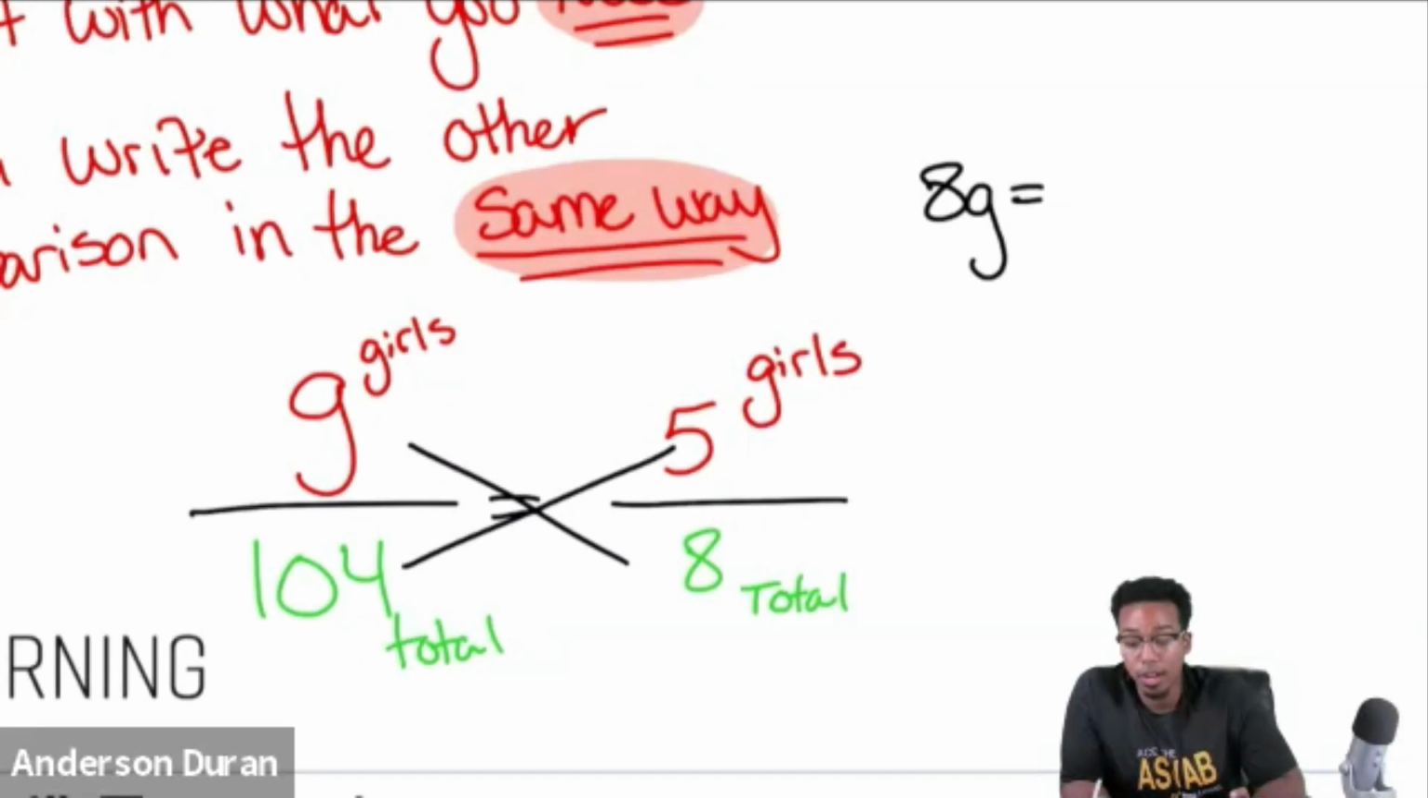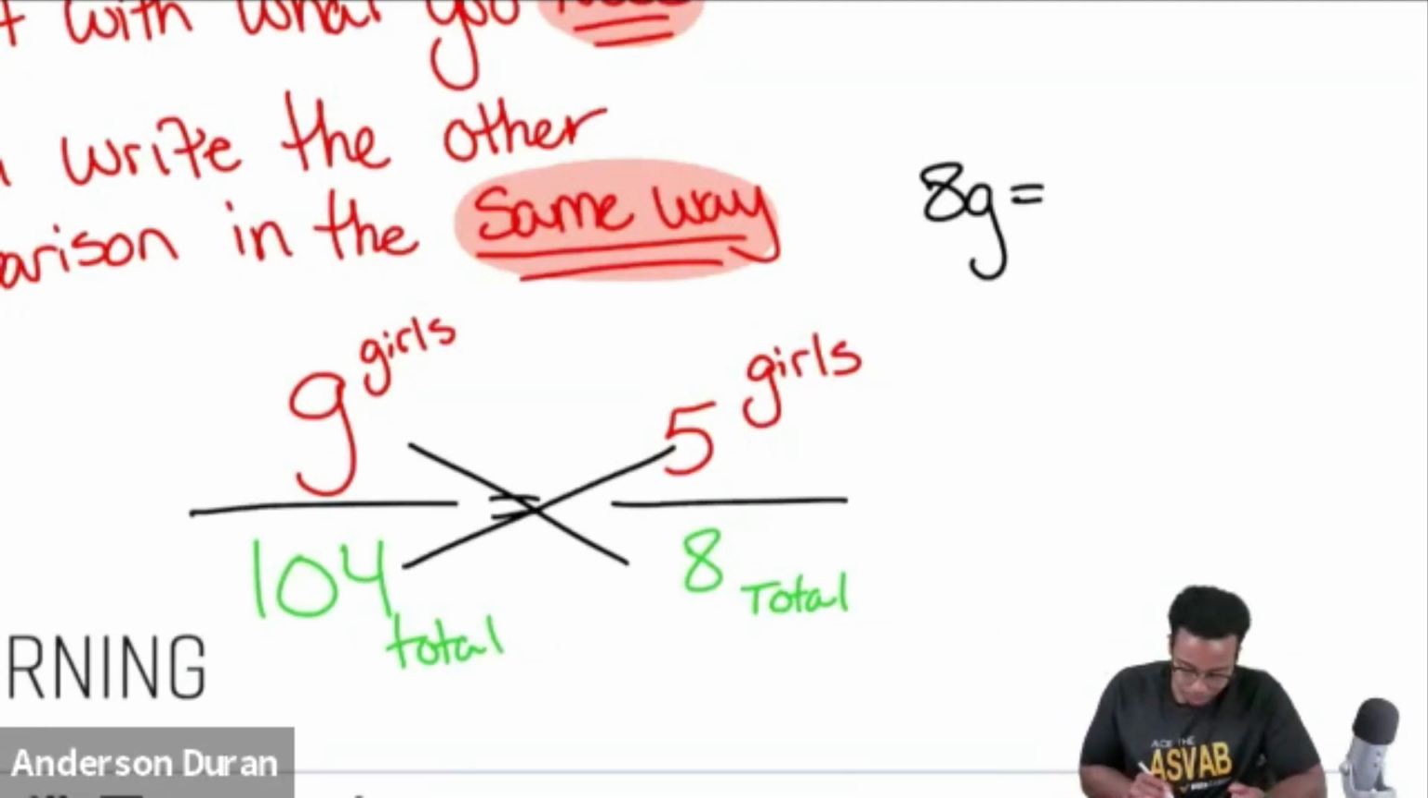Yeah, that's right. 104 times 5 is 520. A quick little thing of mental math. Let me show you. Because 100 times 5 is 500, 4 times 5 is 20, and that's how we get 520.